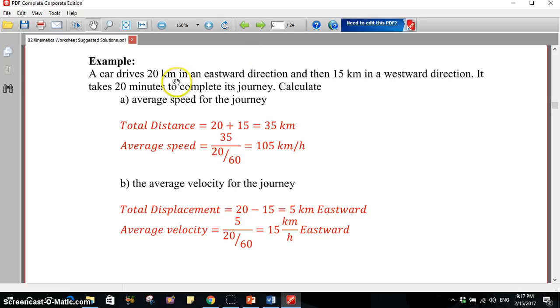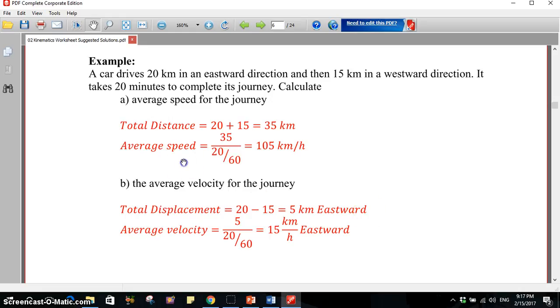The car traveled 20 km eastwards and U-turned in a westward direction 15 km. So total distance is 35 km, whereas displacement is only 5 km eastward. Or you can write it as due east.